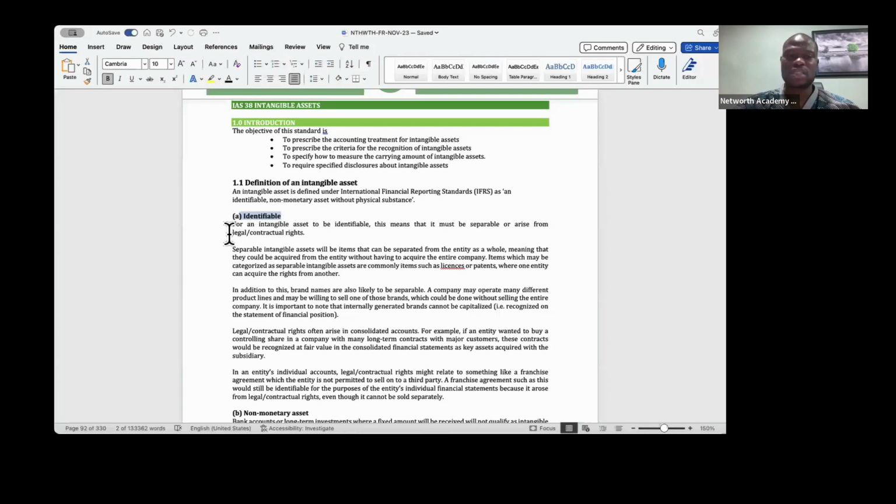The second part is that it must arise from legal or contractual rights. That's the alternative. It's either of the two. It doesn't have to be the two to be identifiable. If an asset is separable, it is identifiable. If it is arising from legal or contractual rights, it is identifiable. And when we say legal or contractual rights, we are talking about, for example, we have customer contracts, or we have entered into a deal with, let's say, the government. They are giving us a huge contract.